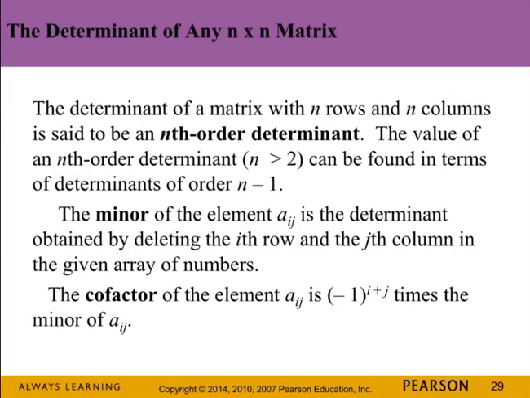So home stretch. If you're still hanging with us, you are a trooper, right? I salute you. The determinant of a matrix with n rows and n columns is said to be an nth order determinant. The value of an nth order determinant when n is greater than 2 can be found in terms of determinants of order n minus 1. The minor of the element aij is the determinant obtained by deleting the ith row and the jth column in the given array of numbers. The cofactor of the element aij is negative 1 to the power of i plus j times the minor of aij.